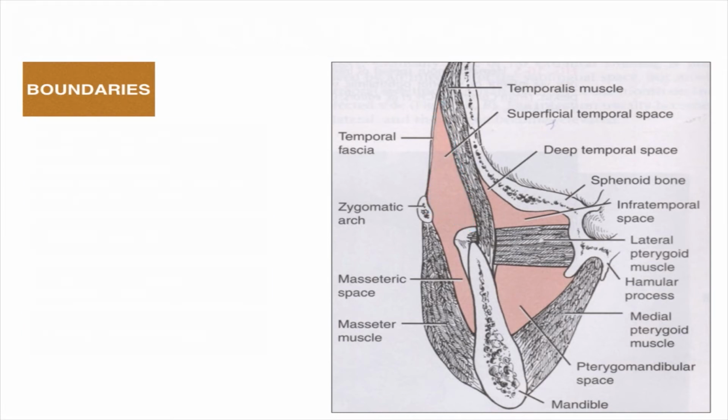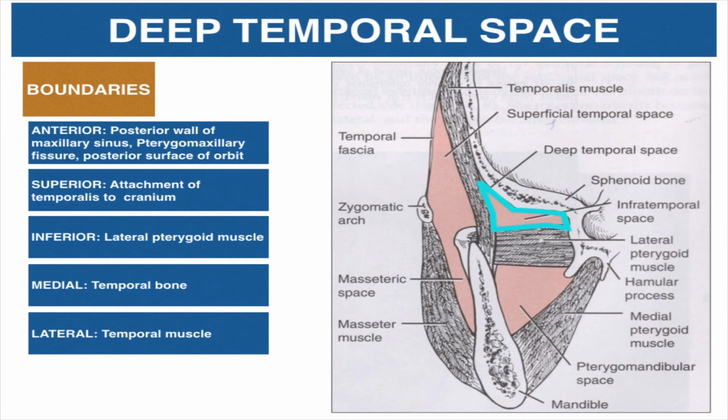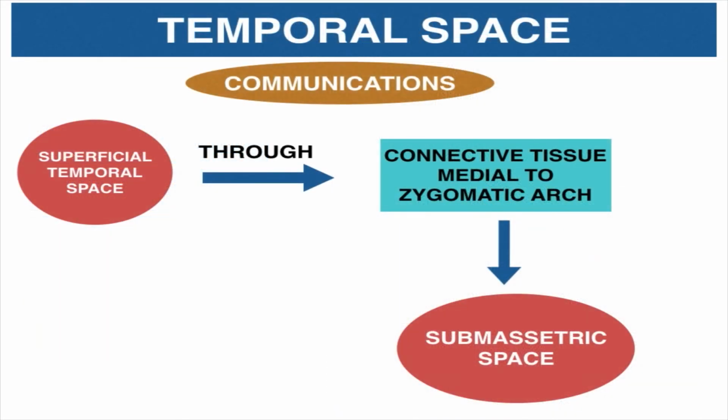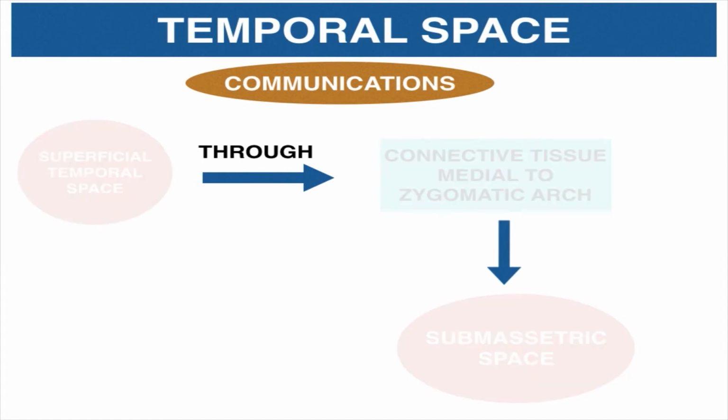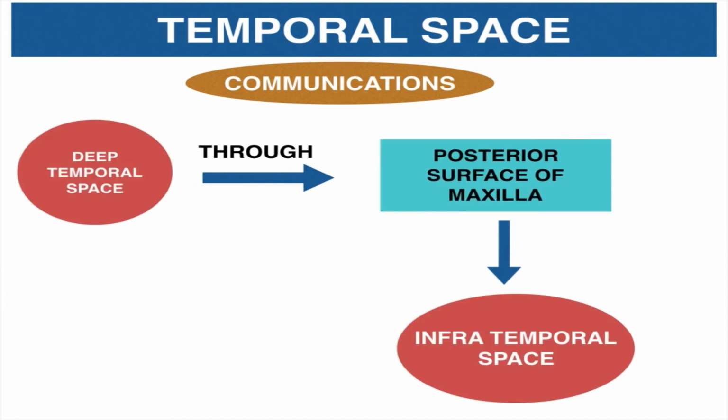by the zygomatic arch. The deep temporal space, on the other hand, is bounded laterally by the medial surface of the temporalis muscle and medially by the skull base and inferiorly by the lateral pterygoid muscle. The temporal spaces communicate with the submasseteric space through the connective tissue medial to the zygomatic arch. The deep temporal space communicates to the infratemporal space through the posterior surface of maxilla.